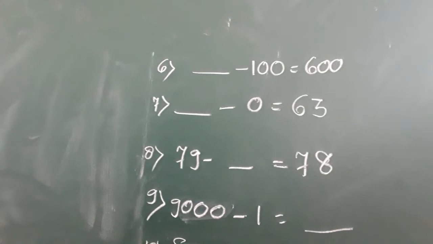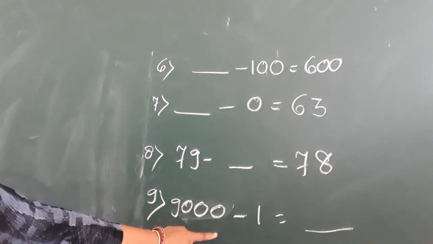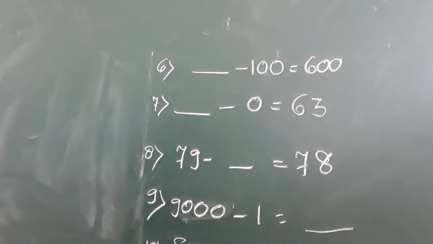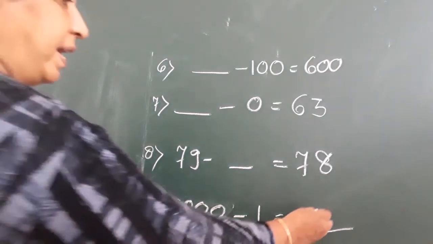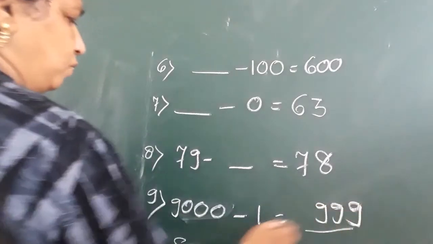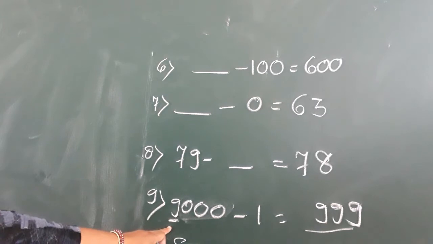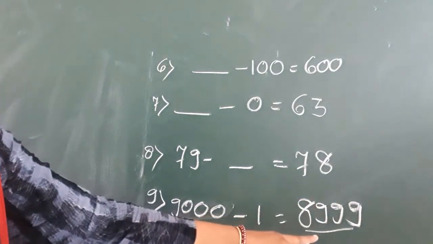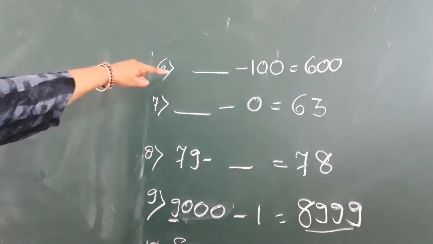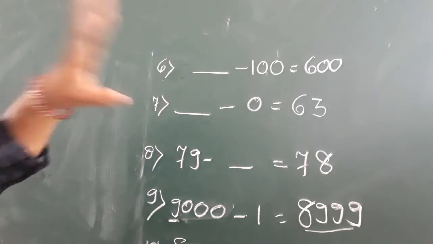Now let us see a few more questions here. Here you can see 9000 minus 1. It is just a similar question as we have discussed now. So here 3 zeros are there. So what you need to do is write 3 nines, and now think of the number that comes just before 9. That is 8. So the answer is 8999.